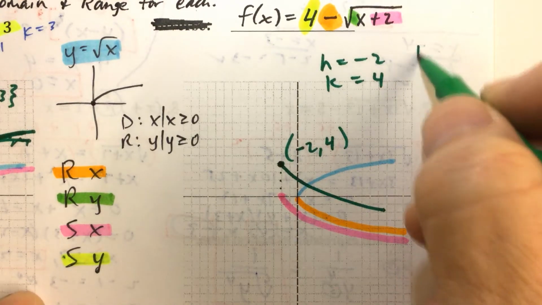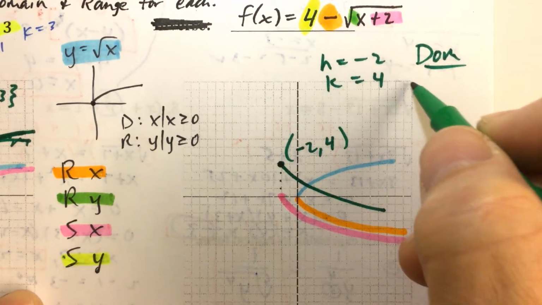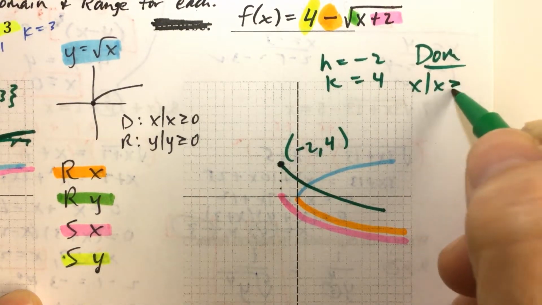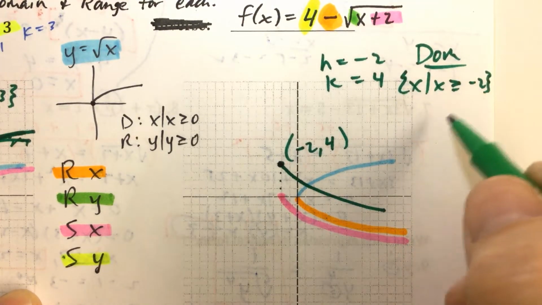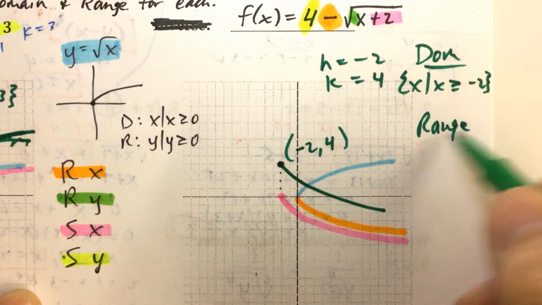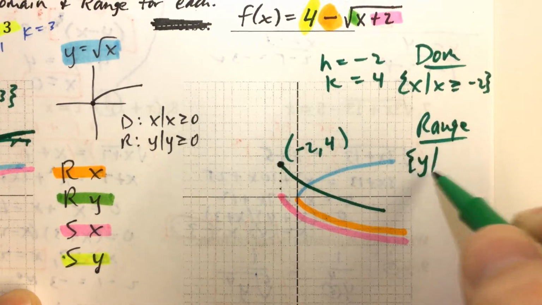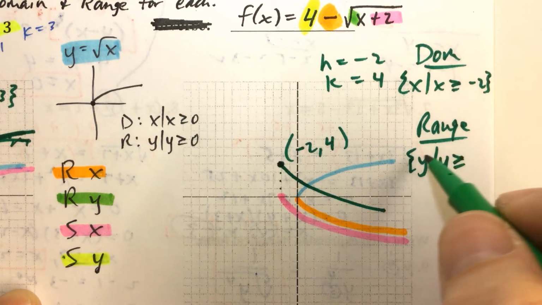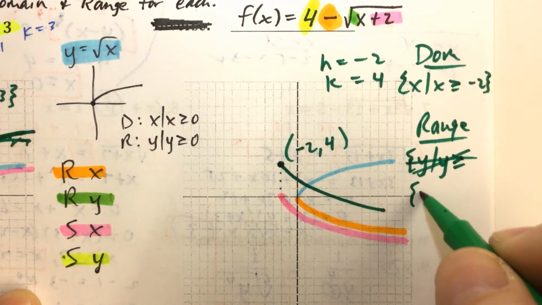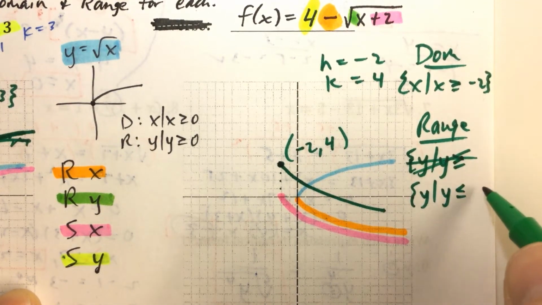So that helps us also define the domain. The domain is all real numbers x, such that x is greater than or equal to negative 2. And our range is all real numbers y, such that y is less than or equal to 4.